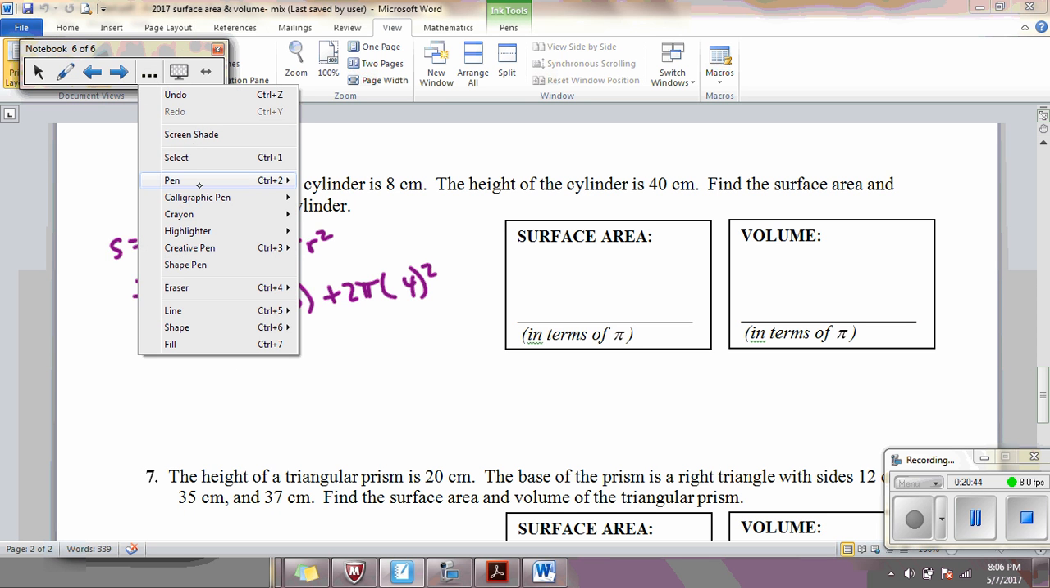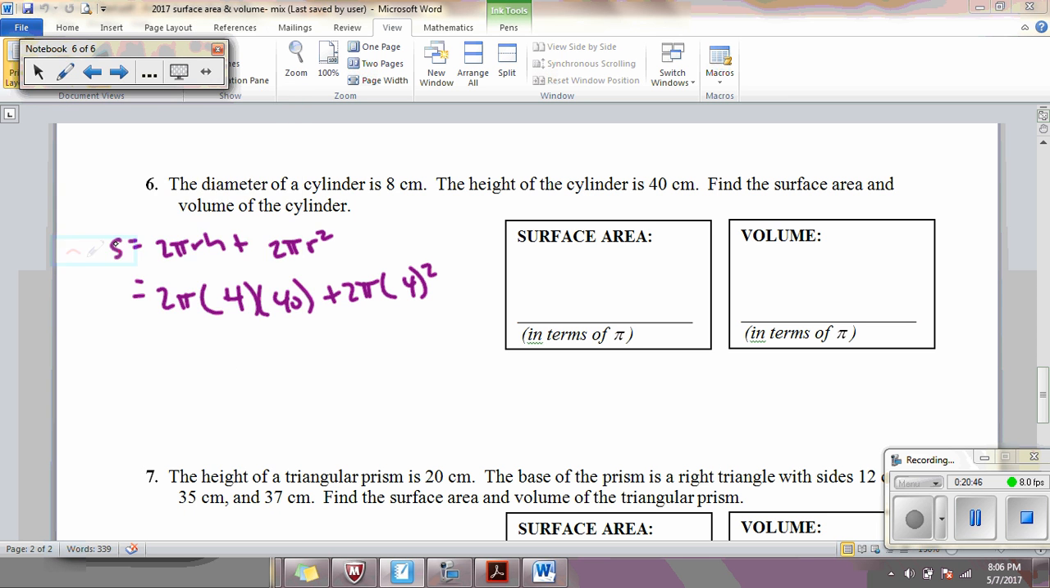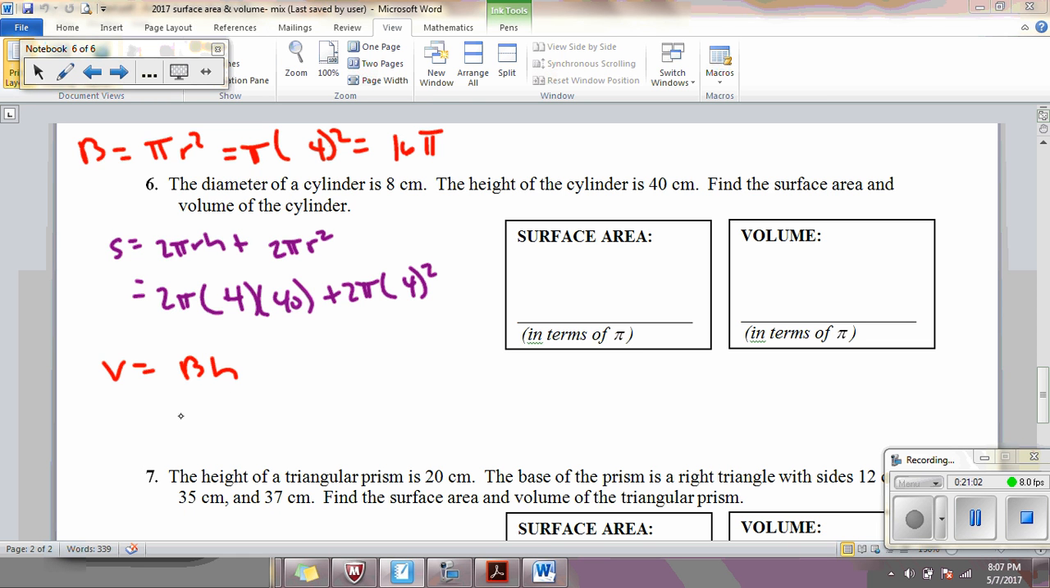And then for the volume, it's B times H, so we need to find B. B is equal to pi R squared for a cylinder, so that's pi 4 squared, which is 16 pi. Again, we want things in terms of pi, so we want the exact. So 16 pi times my height, which is 40.